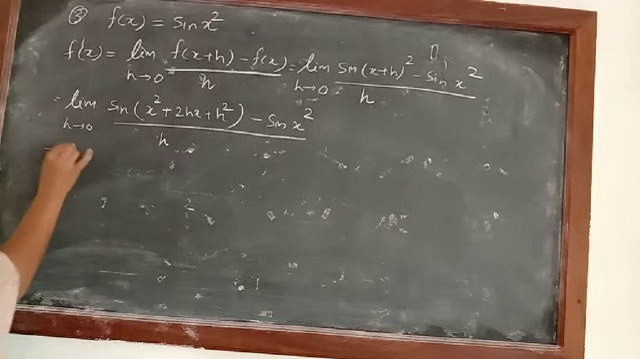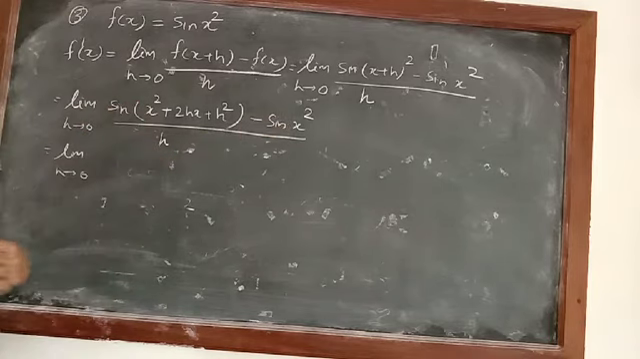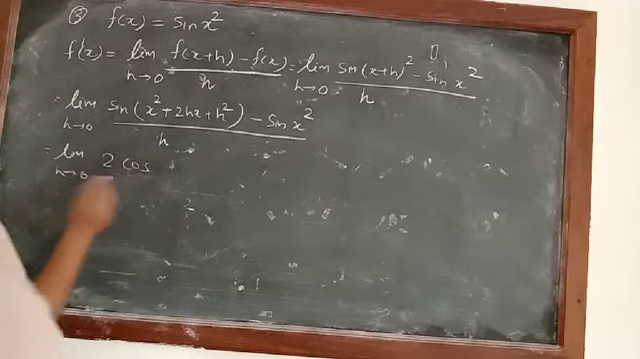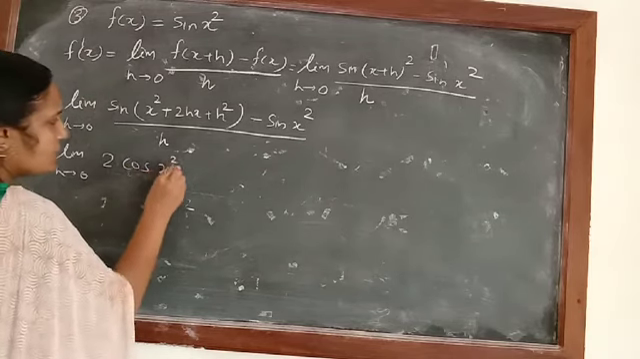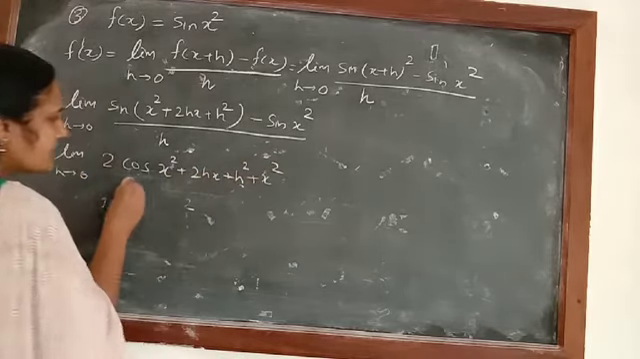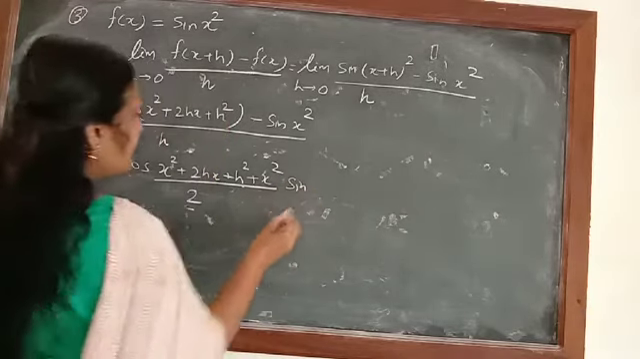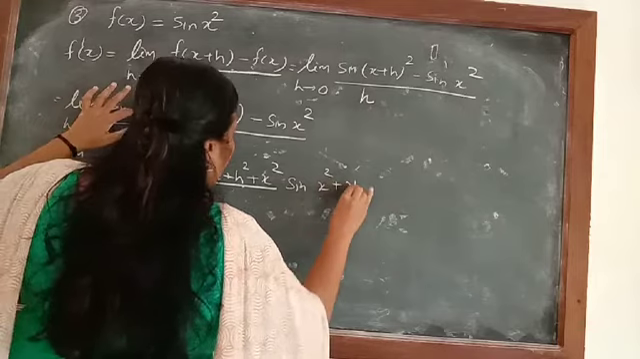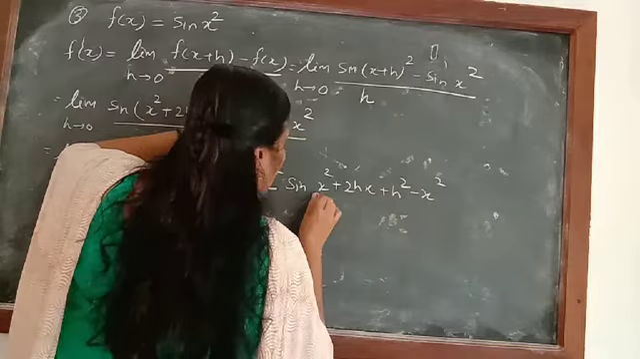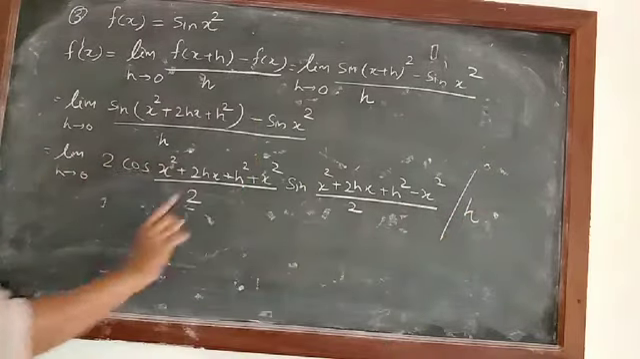Now what we can do? Yes, we can use the formula sin c minus sin d. So that will be equal to 2 cos c plus d by 2. Then we will get there x square plus 2hx plus h square plus x square by 2 into sin c minus d by 2. x square plus 2hx plus h square minus x square whole divided by 2 and then whole divided by h. That h I wrote there.